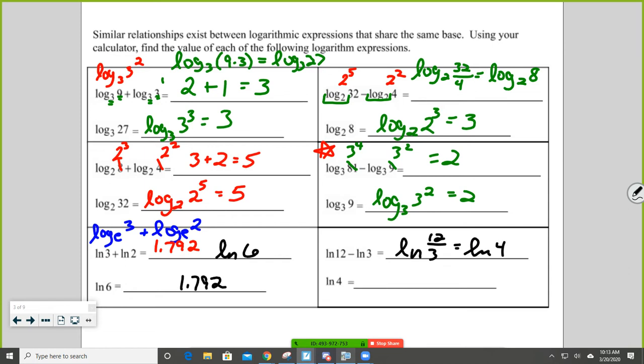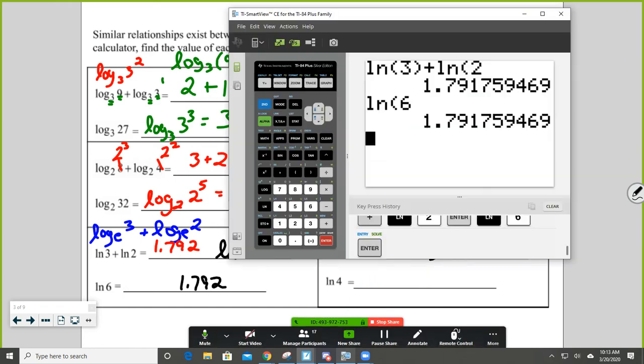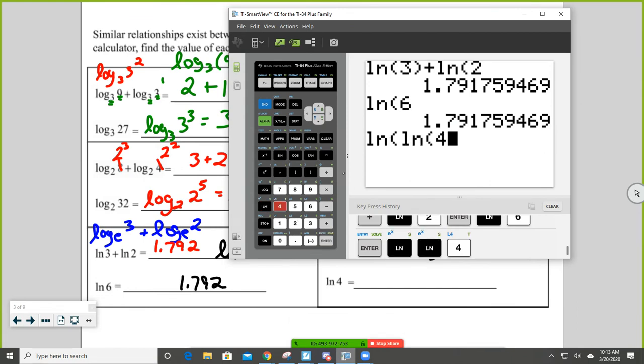But these right here, I'm not going to be able to use the rules I did up here. I'm just going to have to slap it in the calculator and just say the ln of 4, oops, that's not good.